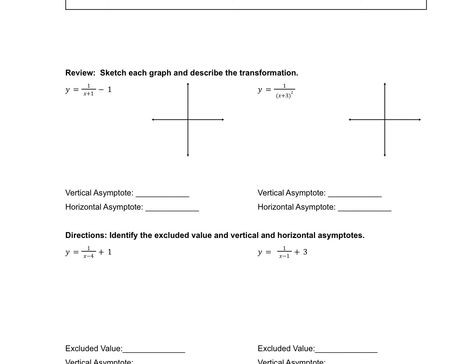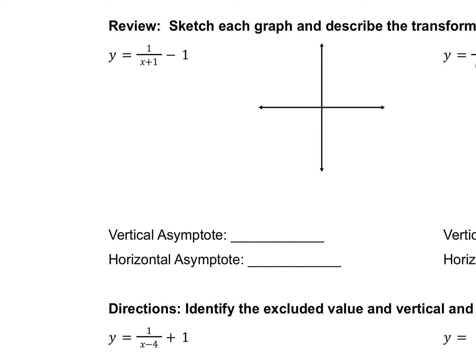Okay. For the next part, we need to review 12.1, or how we sketch a graph and describe the transformation. So for this first one, remember, we need to talk about our vertical and our horizontal asymptotes. We did not write them out as our vertical and horizontal asymptotes, so we're going to break this down.